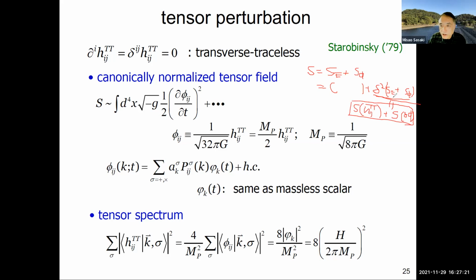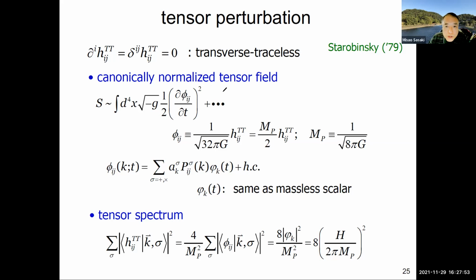So decoupling occurs because you assume this TT part of the metric perturbation to satisfy, of course, the condition for the transverse stress. Anyway, so with this definition, you can canonically quantize the tensor field.